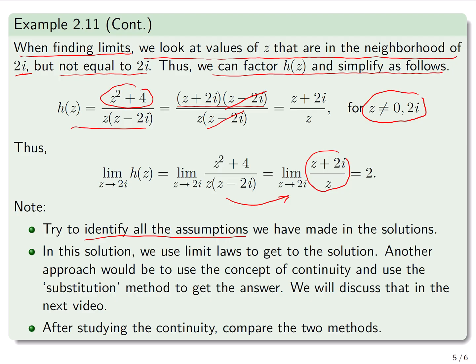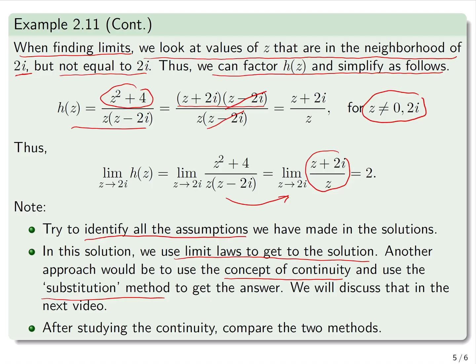Also, in this solution we just used limit laws to get the answer. Another approach would be to use continuity, because with continuity you can use what we call the substitution method. That's a quicker way to get the answer. But we didn't use that yet because we don't know anything about continuity yet. So here we just use the limit laws. Try to compare the difference between the two approaches and understand this argument clearly.